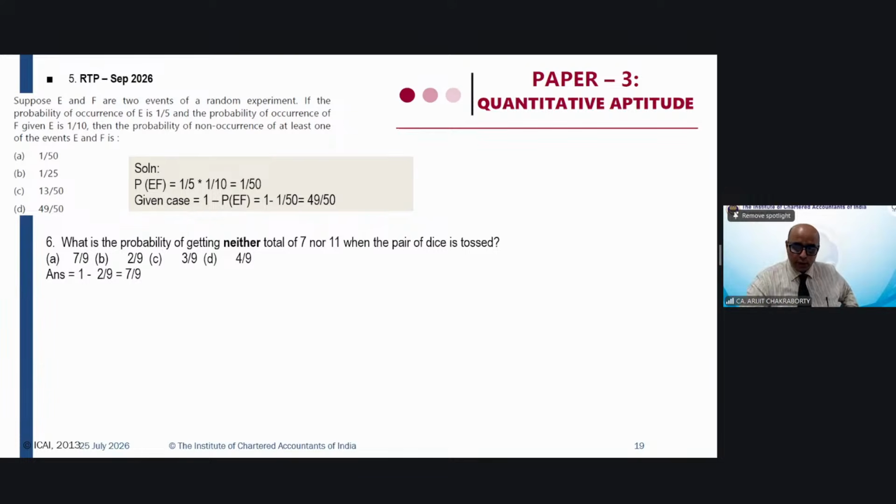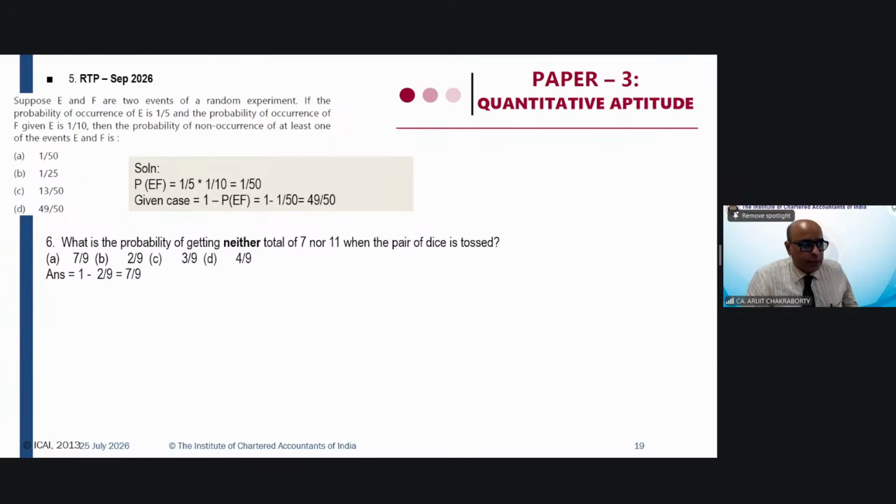In this way, we will find out the total number of favorable cases in order to get 7: 4, 3, 3, 4, 6, 1, 1, 6, 2, 5, and 5, 2. So 1, 2, 3, 4, 5, 6 cases we are getting. Now, in how many cases can you get a score of 11? The sum will be 11. So this can be either 5, 6, or it can be 6, 5.